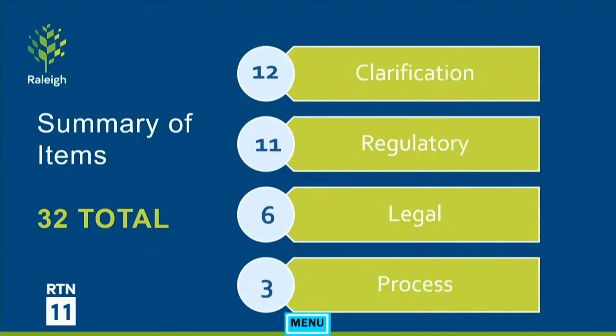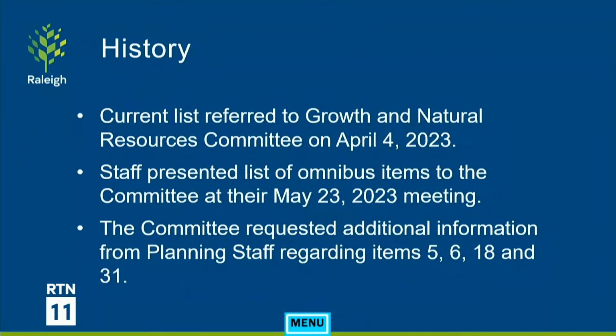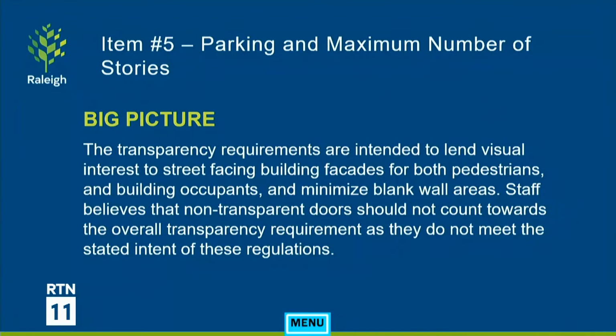So the entire list is 32 items long. At your last meeting, you asked us to come back on a handful of those items. Two of those we're recommending we pull from the list. We're removing them at the recommendation of the city attorney's office. That was item 15, related to the district intent statements, and item 32, which was the proposed removal of the building type table. As far as the other four, I can go through each of those in some detail now.